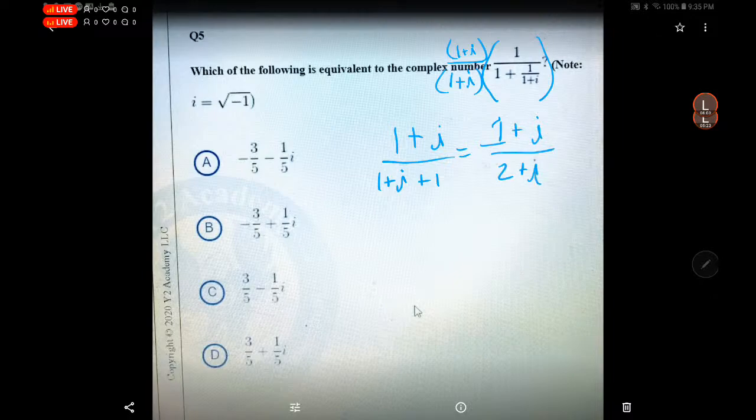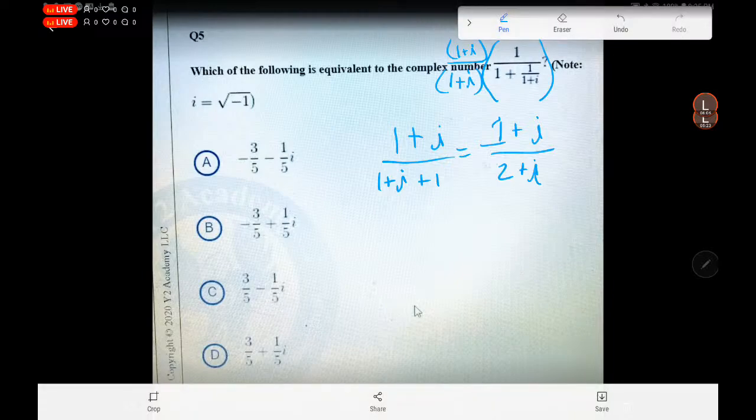And then we have to do the same thing. That's just a different way of getting to that same point. Then you multiply by 2 minus i over 2 minus i, and you just go from there with the steps that we did before. So that's how you do it. I hope this makes some sense.